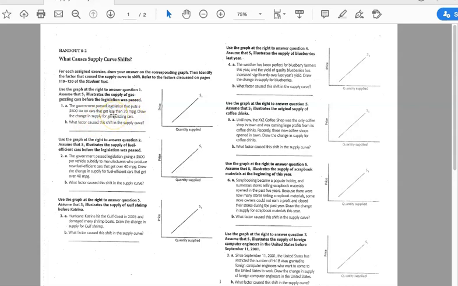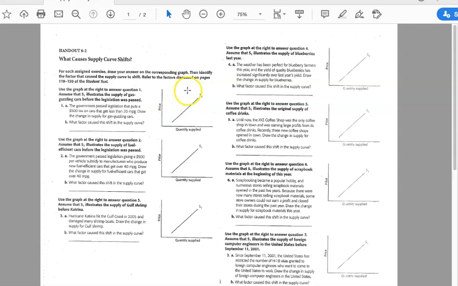So the government's now making it more expensive for auto manufacturers to make gas-guzzling cars, cars that get less than 20 miles per gallon. So I think the logical thing to think about that is that they're not going to make as many of those cars because it's going to cost them too much. So we're going to see the supply curve shift to the left or decrease. So we would want to take it and draw an arrow pointing to the left like I did in the previous video and draw a new supply curve here.